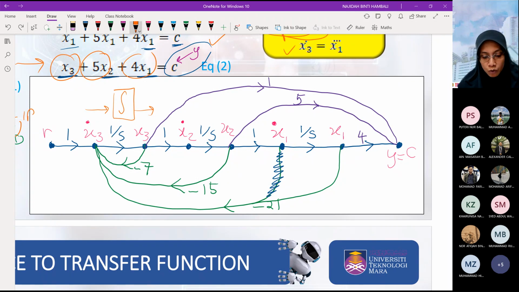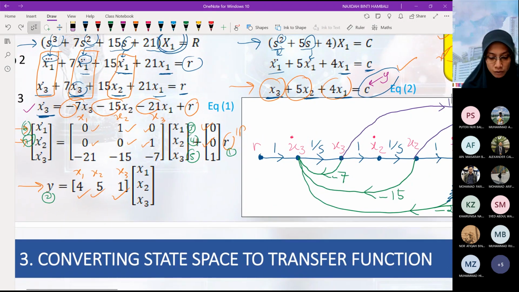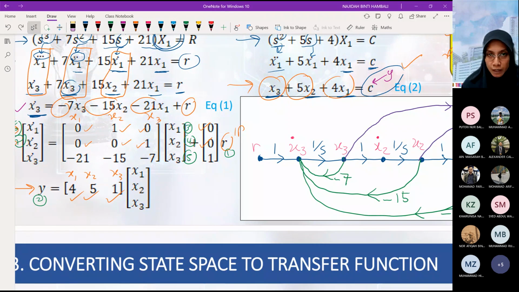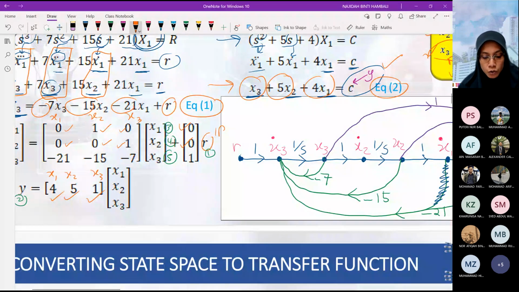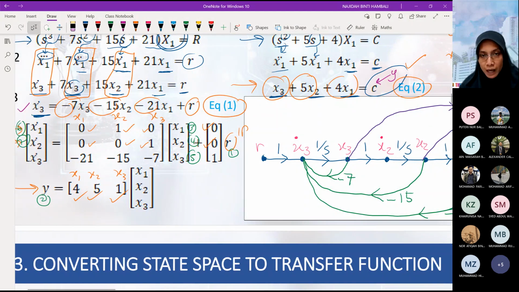Let's use our first equation for X3 dot. Kalau you nak ambil daripada matrix A, B, C pun boleh, tapi lebih mudah you ambil daripada equation. Okay, equation 1 and equation 2. So ambil equation 1 dulu. Equation 1 is for X3 dot. So dia ada negative 7X3. So connecting between X3 and X3 dot and the gain is negative 7.